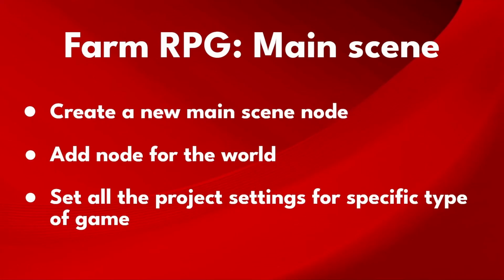All right, in this section, we're going to go ahead and create the main scene and set some of the project settings. We're going to start off creating that main scene node. Then we're going to add one node in there for the entire world that's going to be created. Then we're going to go ahead and set those project settings for the specific type of top-down game we're making. Now let's go ahead and jump right in.